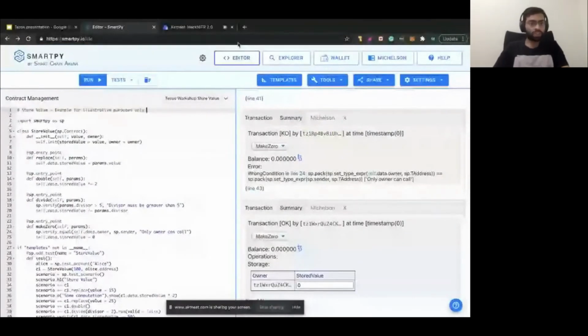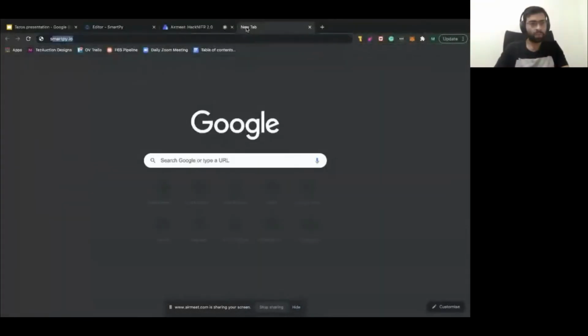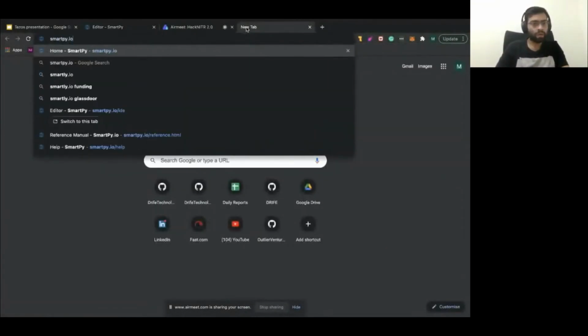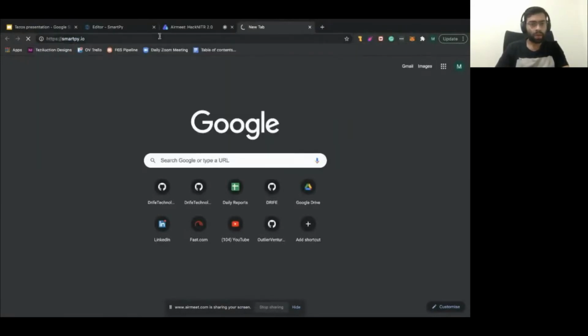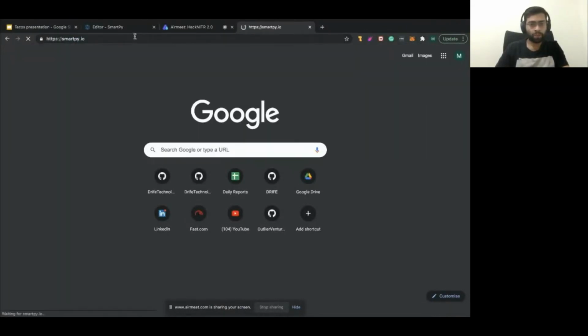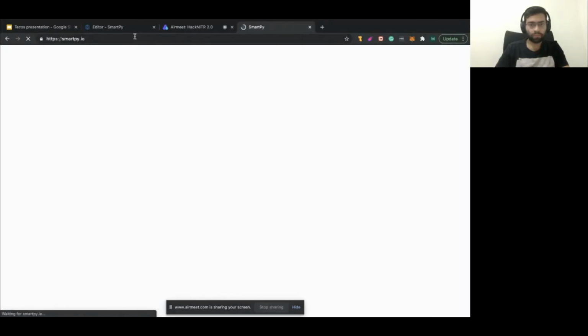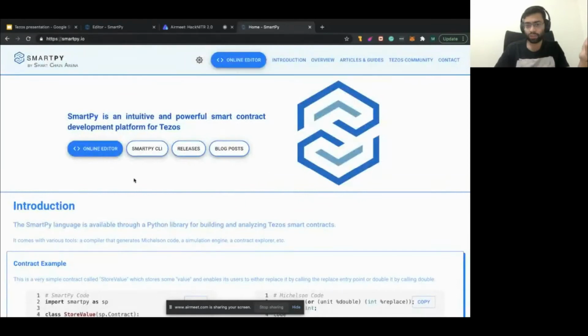Awesome. So this is SmartPy. This is what the IDE looks like. The way to reach this is smartpy.io, and I'm just going to make sure you know how to reach here. It's a product that's in development, so it always keeps changing every time I arrive here. So there are some things that I might not be familiar with, but yeah. So this is the way to reach the online editor.